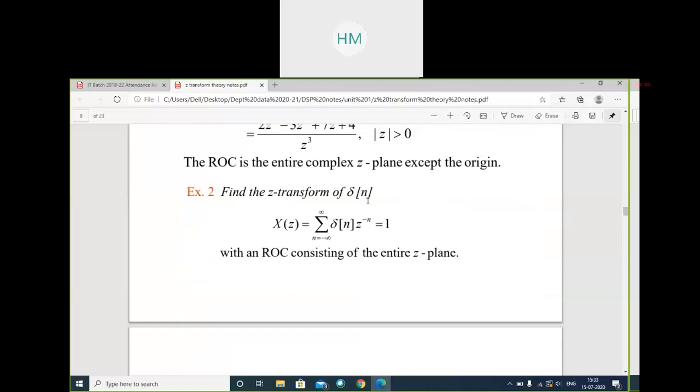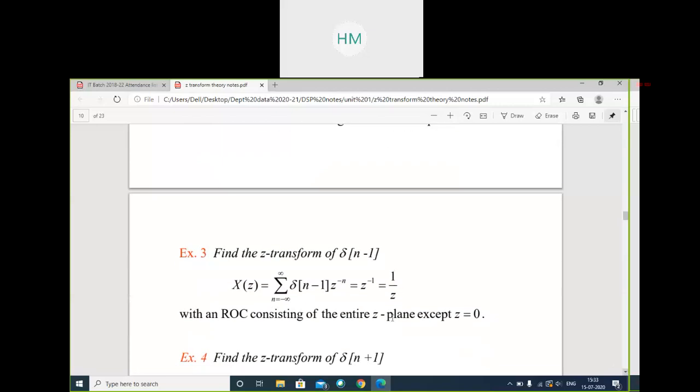Now find the z transform of delta n. The z transform of delta n we found previously, it was 1. Previously we simplified. So what will be the ROC of this? The ROC consists of the entire z plane because x of z is 1, which is less than infinity. So the ROC consists of the entire z plane.